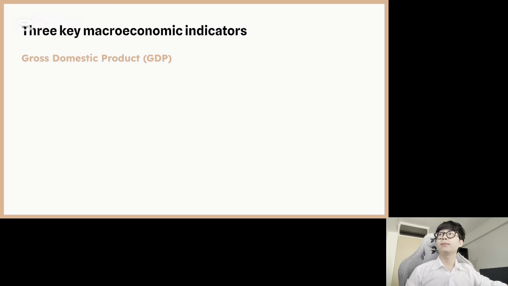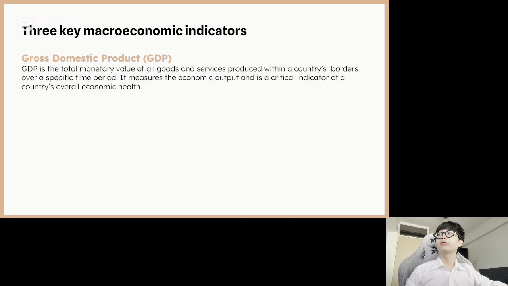First, GDP. GDP is the total monetary value of all goods and services produced within a country's border over a specific time period. It measures the economic output and is a critical indicator of a country's overall economic health.